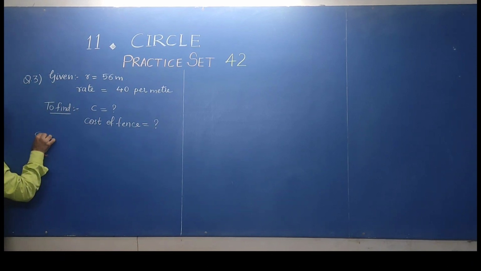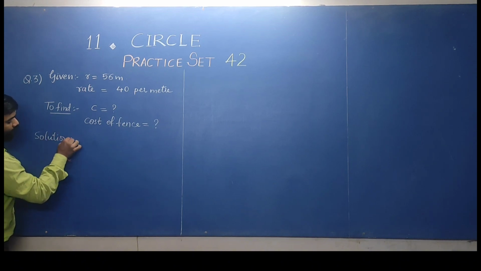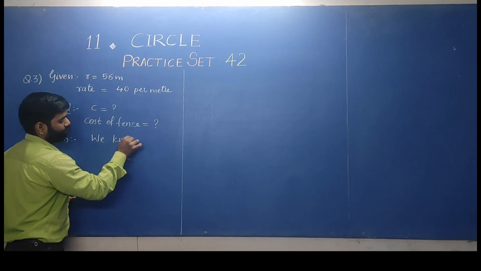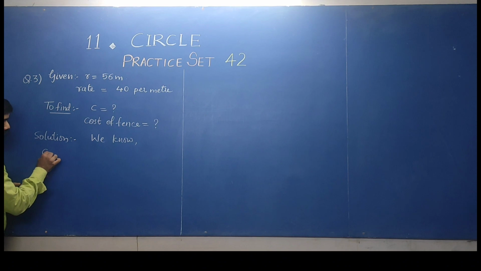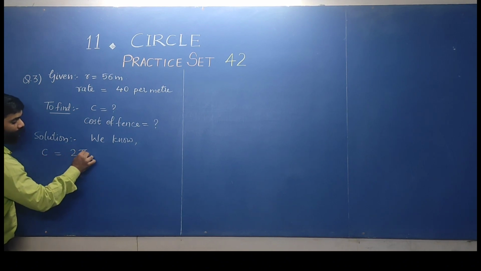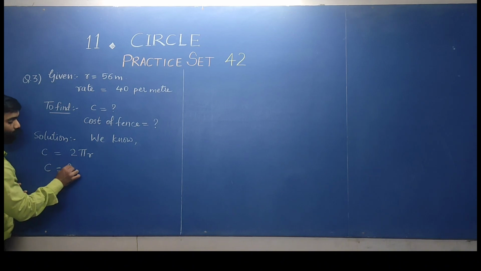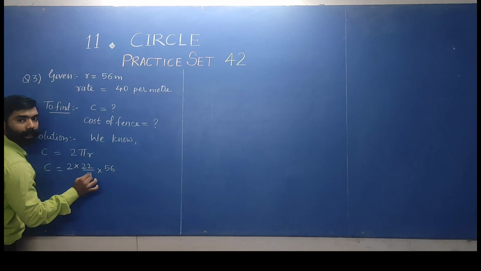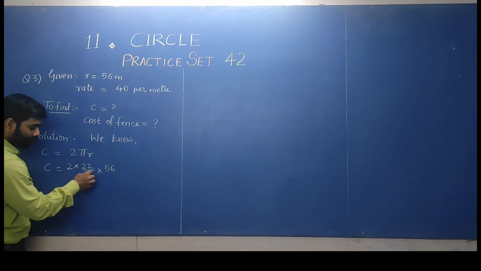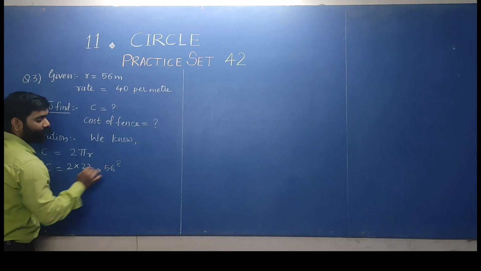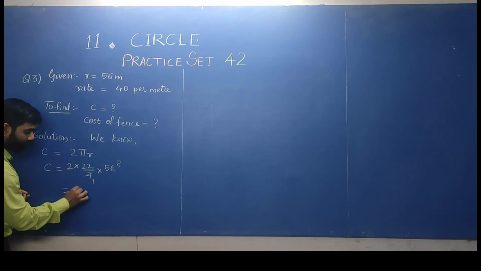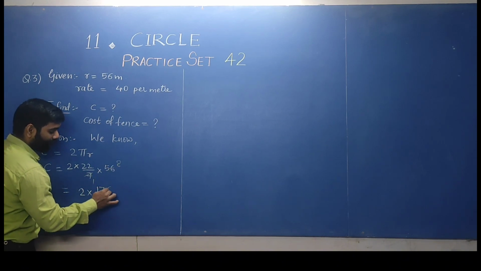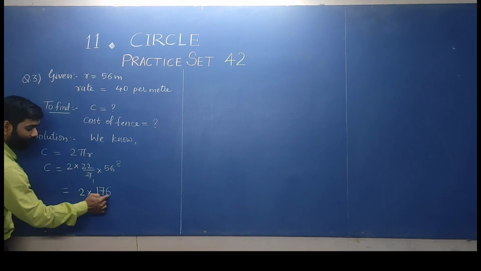So solution. Now we will write, what do we know? We know circumference is equals to 2 pi r. C is equals to 2 multiplied by 22 upon 7. R is given as 56. Okay students. So we will cut this. 7 ones are 7. 7 8s are 56. So we will get 2 multiplied by 22 multiplied by 8 is 176. 22 8s are 176.